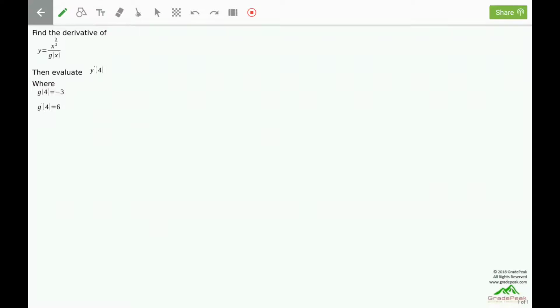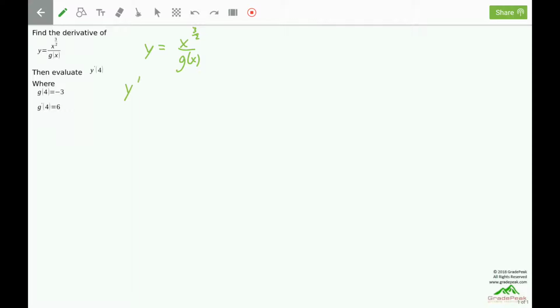Find the derivative of y equals x to the 3 halves divided by g of x, then evaluate y prime of 4, where g of 4 is -3 and g prime of 4 is 6. Y here is the quotient of two functions, one which is known, x to the 3 halves, divided by one which is unknown, g of x.